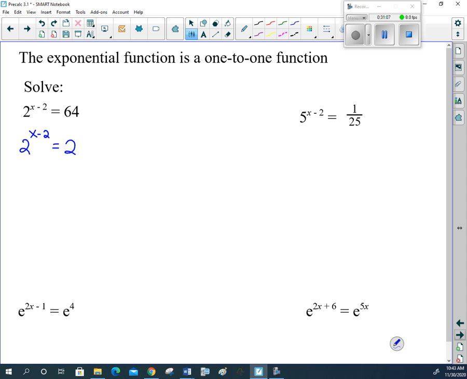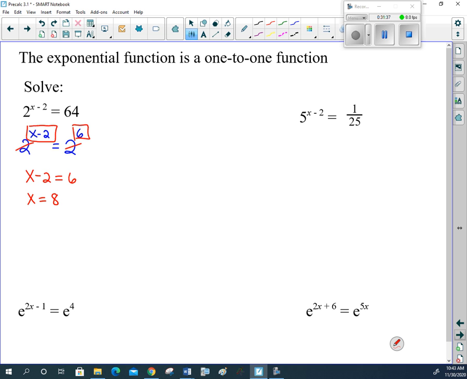Well, I think 2 to the 5th is 32, so 2 to the 6th is probably 64. Yep. So once you get the bases to be the same, now all you have to do is set the exponents equal to each other. We can kind of just disregard those bases because it doesn't matter. They're the same, and now we just check the exponent spots. So x minus 2 equals 6. Add 2 to both sides, so x equals 8.